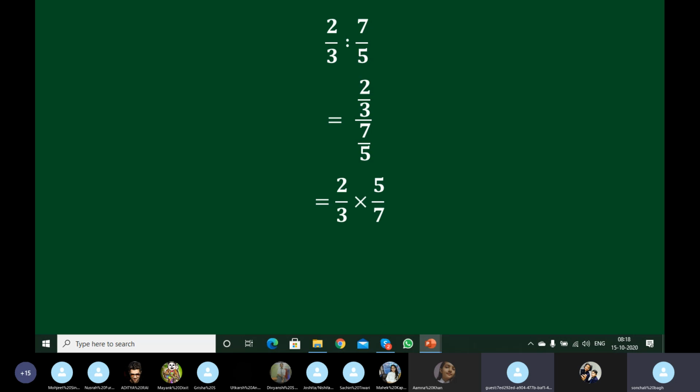No. What we do? We reciprocate the numbers. Forgotten? 2 by 3 divided by 7 by 5. So what happens? 2 by 3 multiplied by the second number reciprocated.